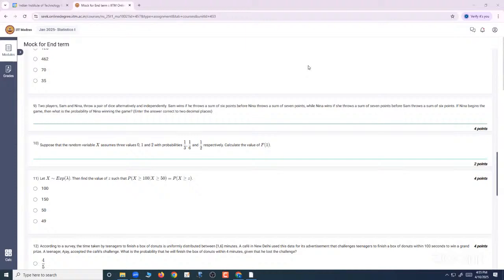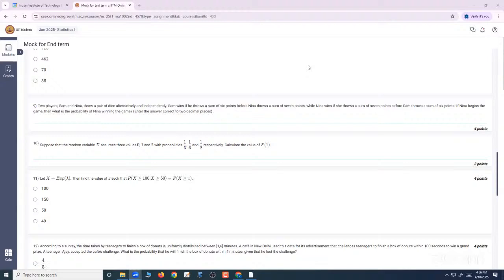So here in this question, we will take all these trials, right? Let's say in the first trial, Nina wins the game. The probability would be 1/6. In the second trial, Nina wins the game would be 5/36 into 1/36, because 5/36 is the probability that Sam wins the game. And in the third trial, it's 5/36 into 5/36 into 1/6, and this will go on. Right? So we'll get a series out of this.